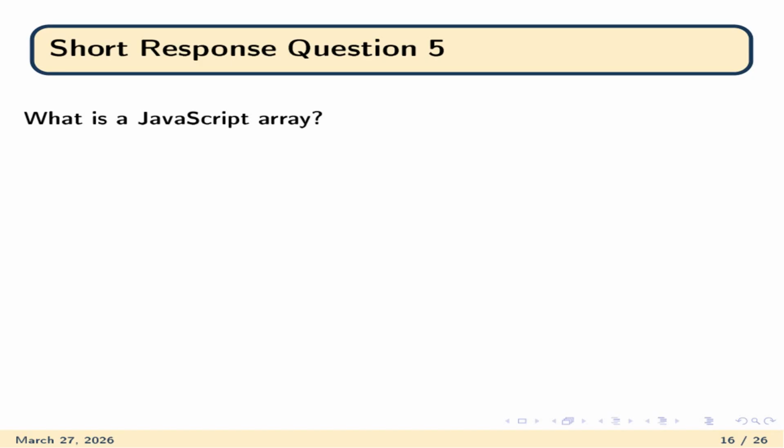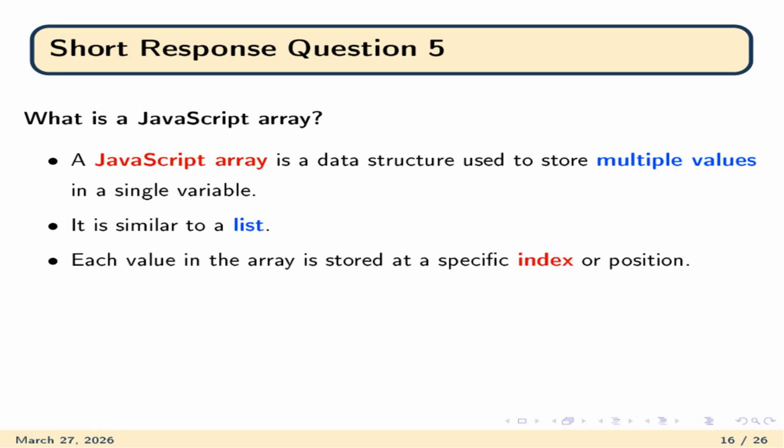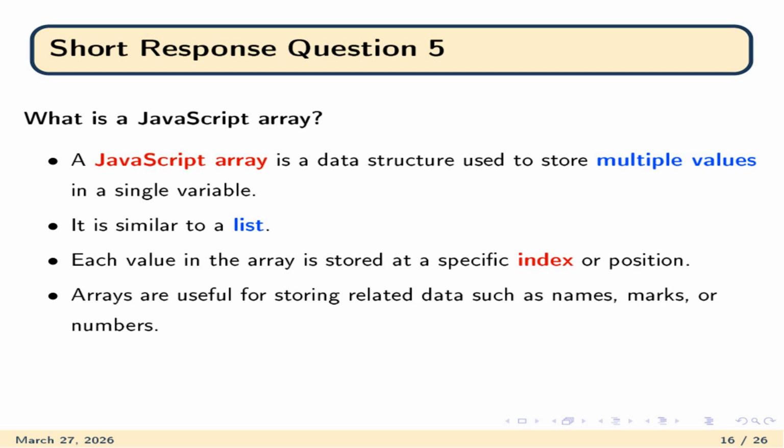What is a JavaScript array? A JavaScript array is a data structure used to store multiple values in a single variable. It is similar to a list. Each value in the array is stored at a specific index or position. Arrays are useful for storing related data such as names, marks, or numbers. Example: let marks equal to a list of the marks.